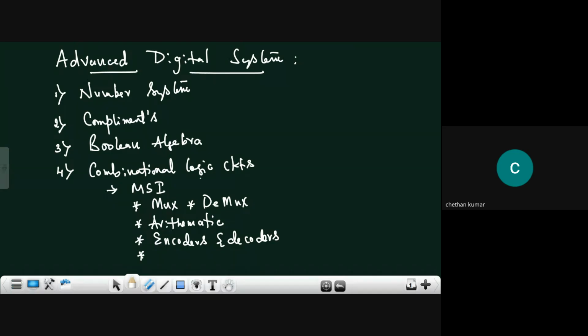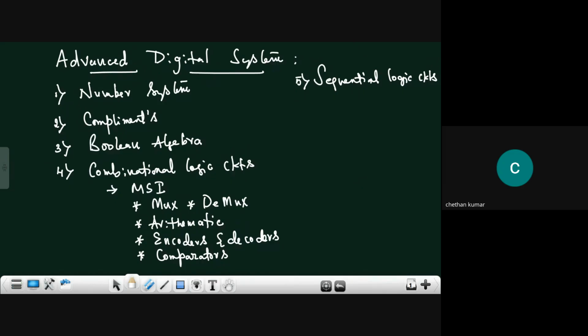Counters do not come under combinational logic circuits; they come under sequential logic circuits. And you may have heard about comparators: comparing of bits, 1-bit comparison, 2-bit comparison, or multi-bit comparison. All these circuits come under combinational logic circuits. After this, we'll be dealing with very important circuits, the sequential logic circuits.